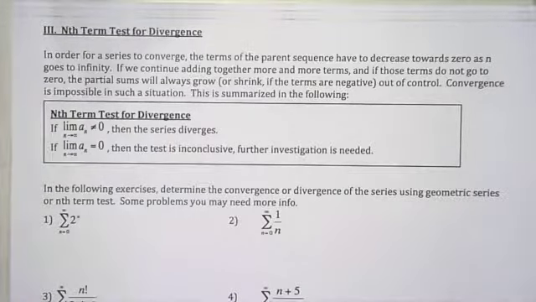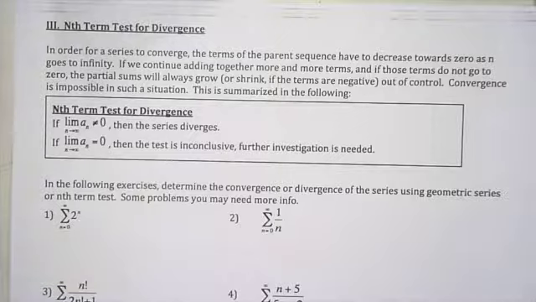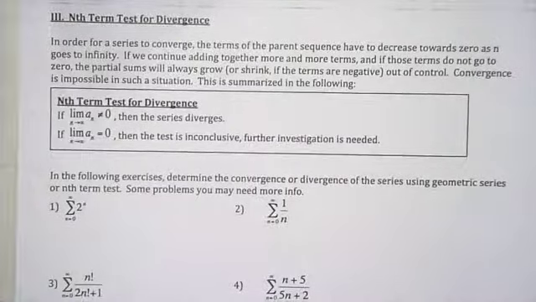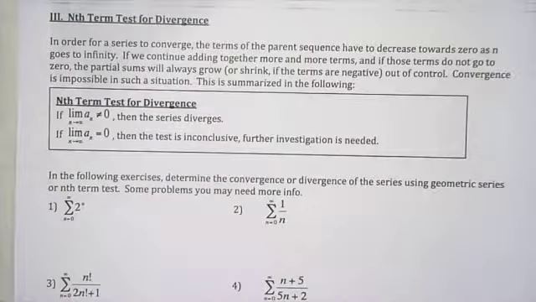Now, based on what we learned in the geometric series, we know the only way it can converge is if all the numbers are getting smaller. That's why that absolute value of r has to be less than 1. If those numbers are getting bigger and we add it up infinitely, obviously the sum is going to just go to infinity. And this is what this nth term test for divergence tells us, and it works for a geometric or for any type of series.